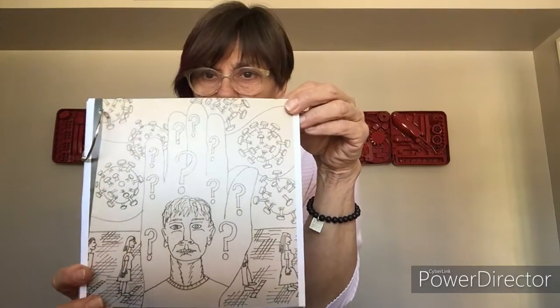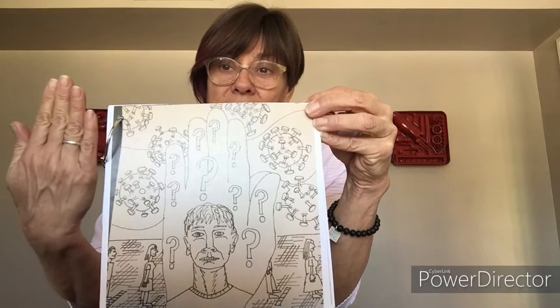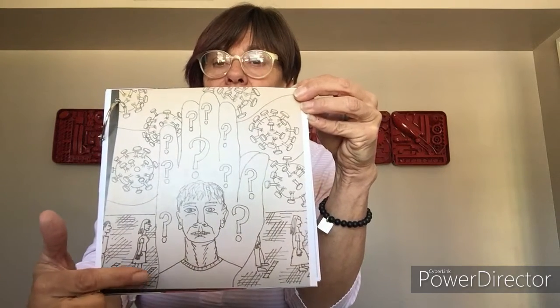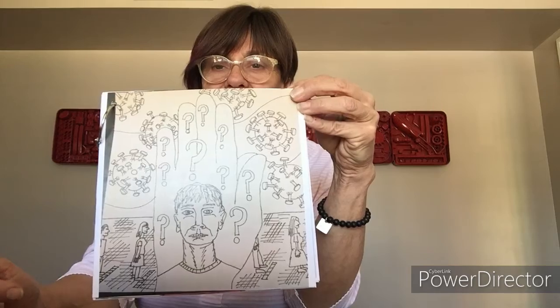Here's a drawing done with a pen, the most simple way you could do this, or a pencil. And it's showing a person who's very confused, and we know that because of all of the question marks within his hand. The hand is symbolizing the person who is responding. And then out here we have the COVID symbols that we've seen on the television daily. And it looks like people are standing on lines 6 feet apart.